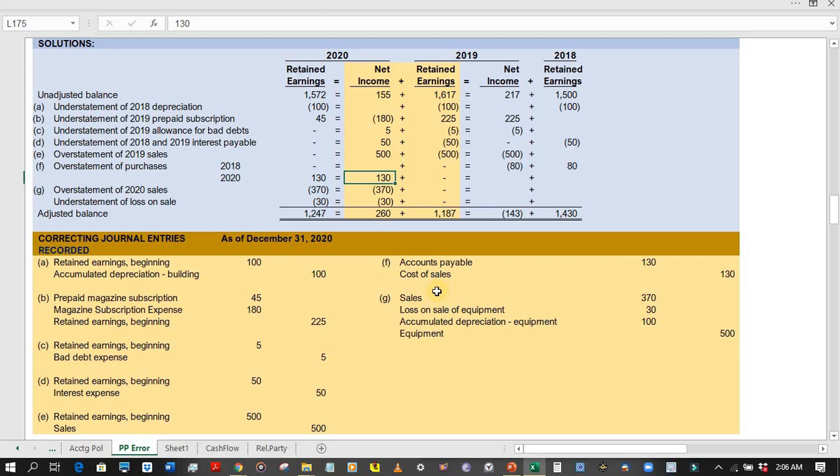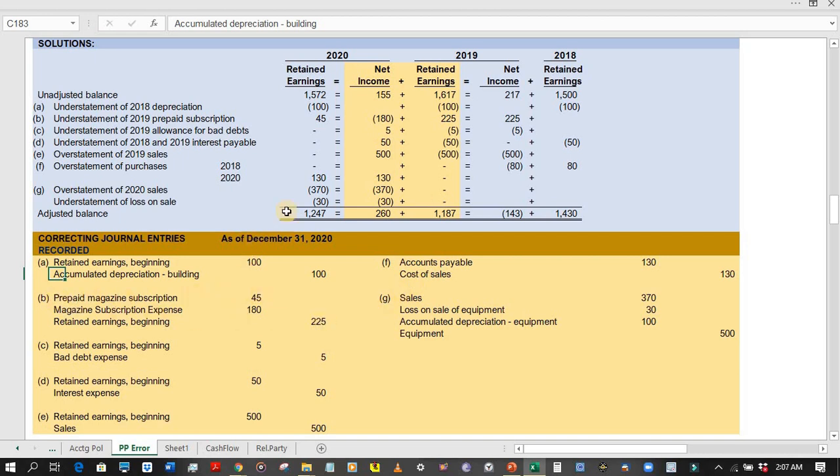So if you look into letter A, the adjustment is only in retained earnings, so they are not equal. That is why to balance the journal entry, we used an accumulated depreciation account, which is a contra asset account. Then in letter B, the adjustments in net income and retained earnings are again not balanced. And in order to balance the journal entry, we used an asset account, which is the prepaid magazine subscription.